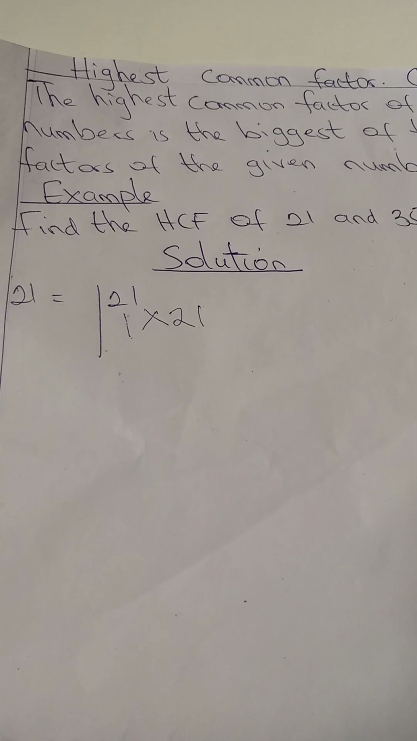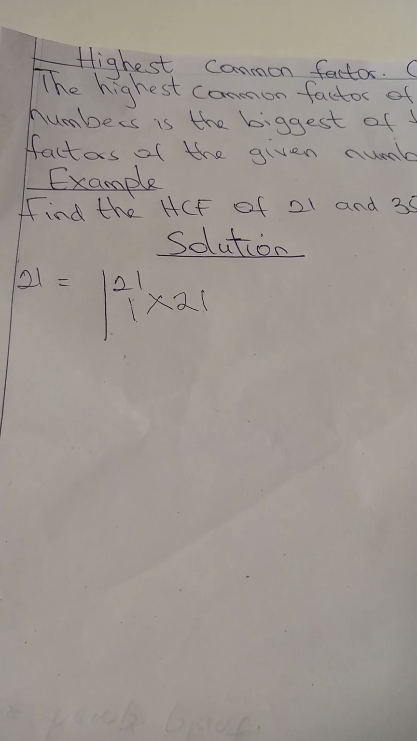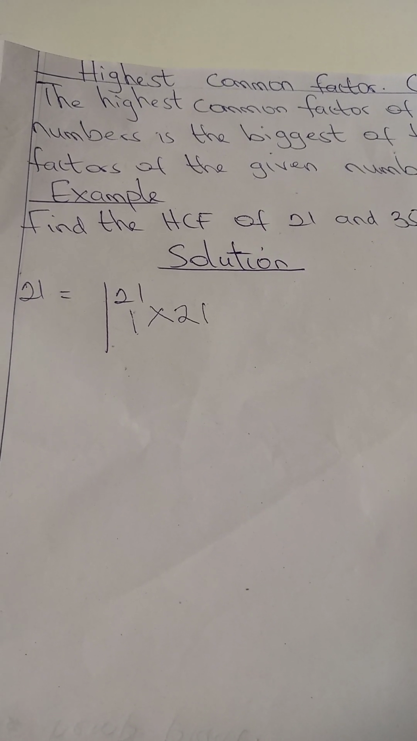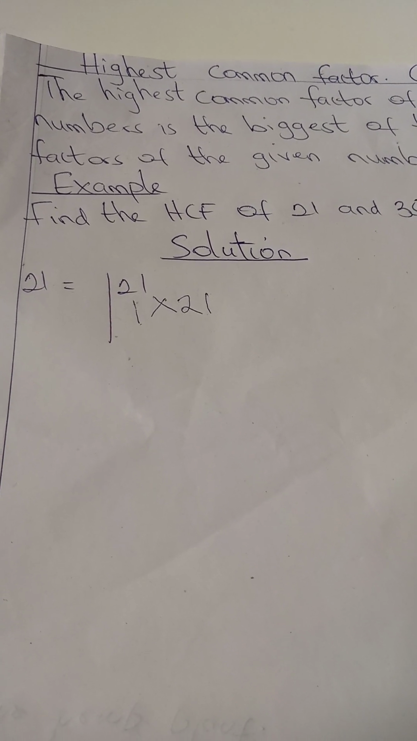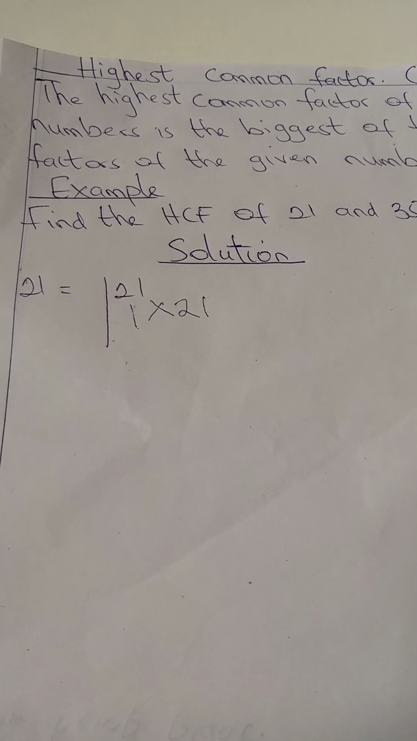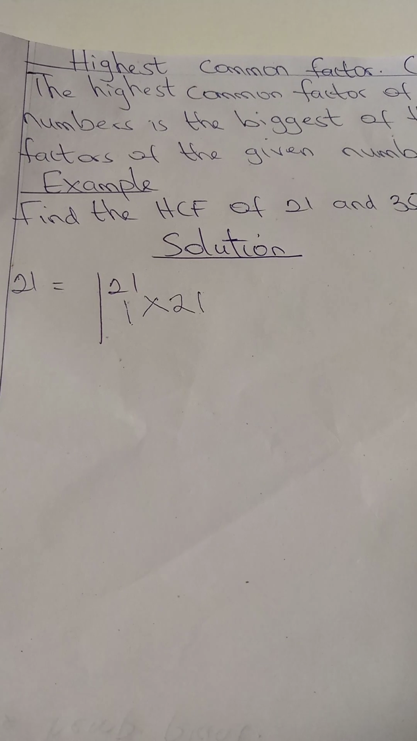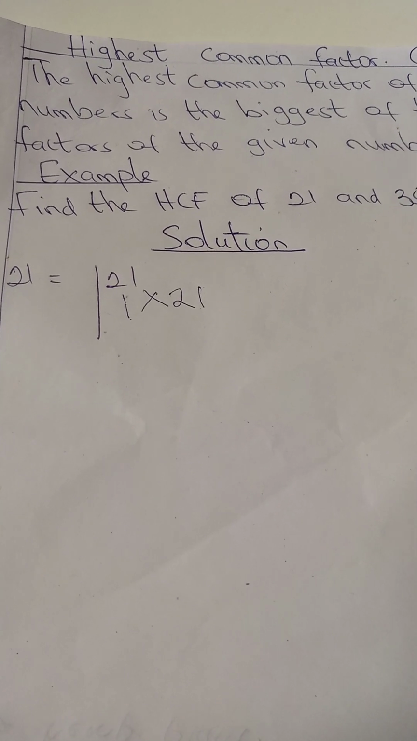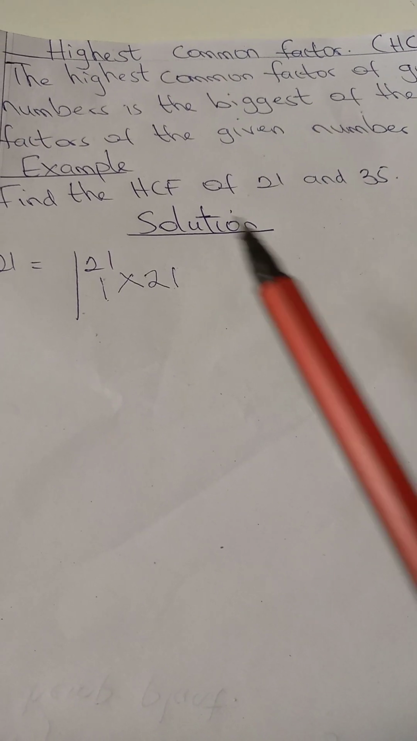In my previous video, I made a video on the factors of numbers, where I said factors of numbers are numbers that divide a given number without a remainder, and that 1 is a factor of any number, meaning 1 can divide through any number, and that any given number is a factor of itself, meaning any given number can divide through itself. Now let's look at the example.